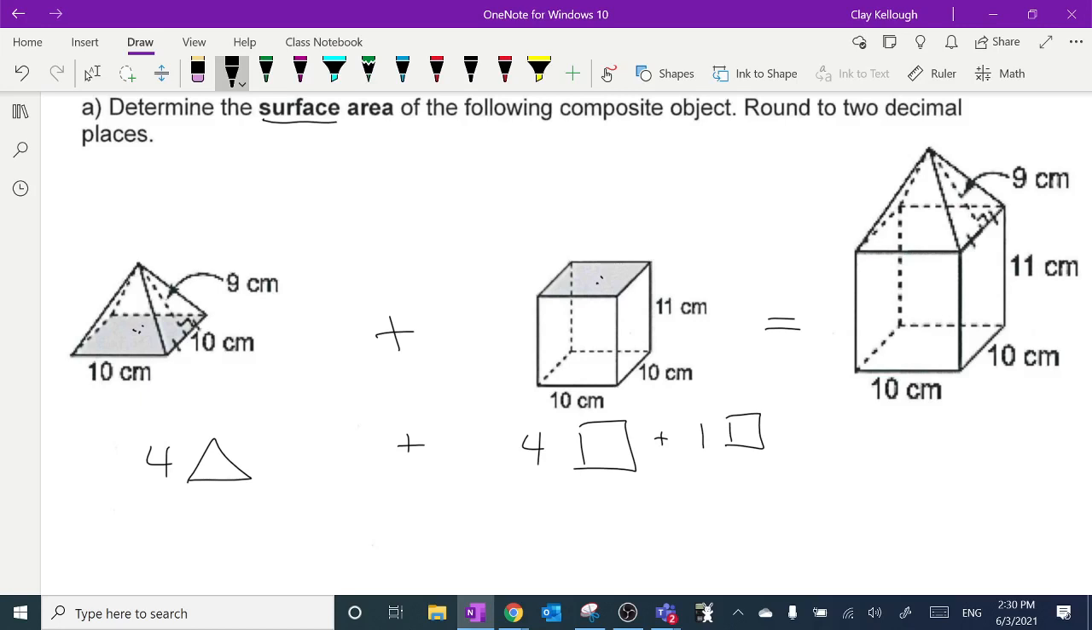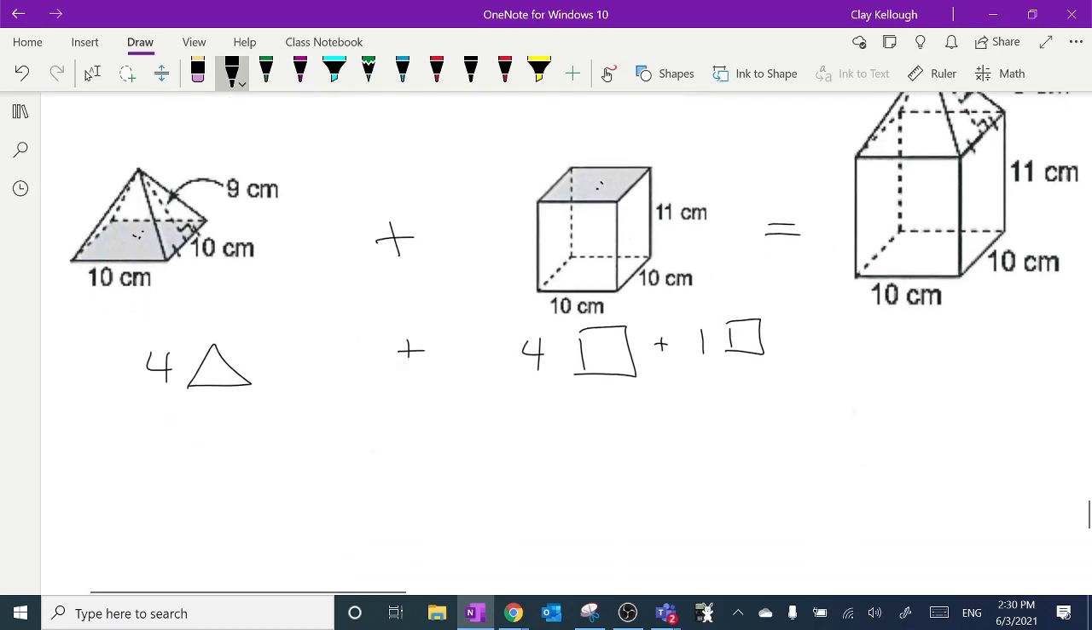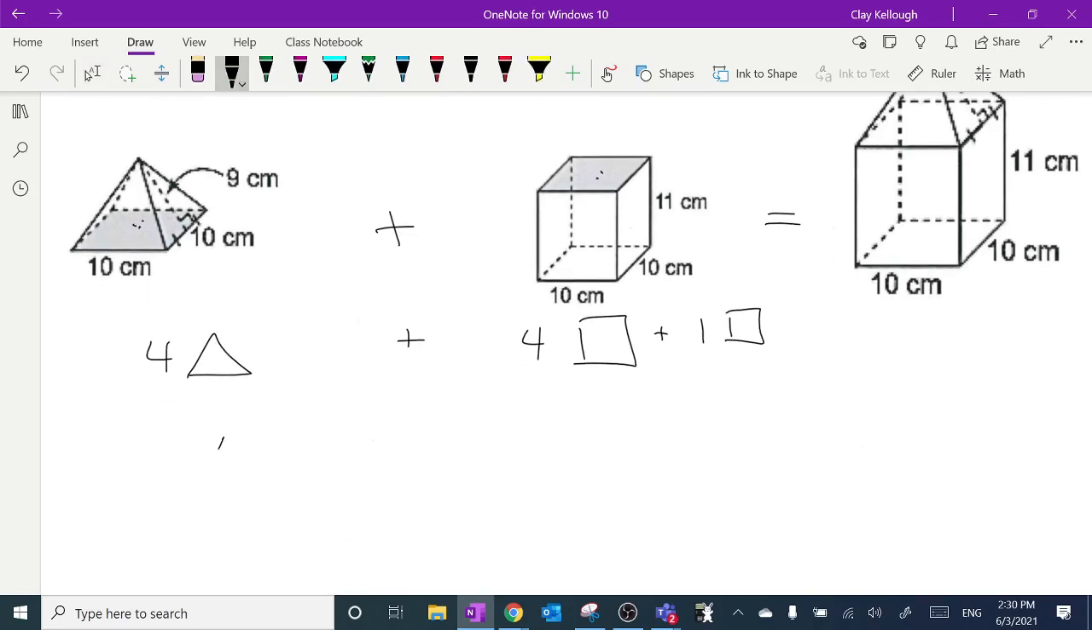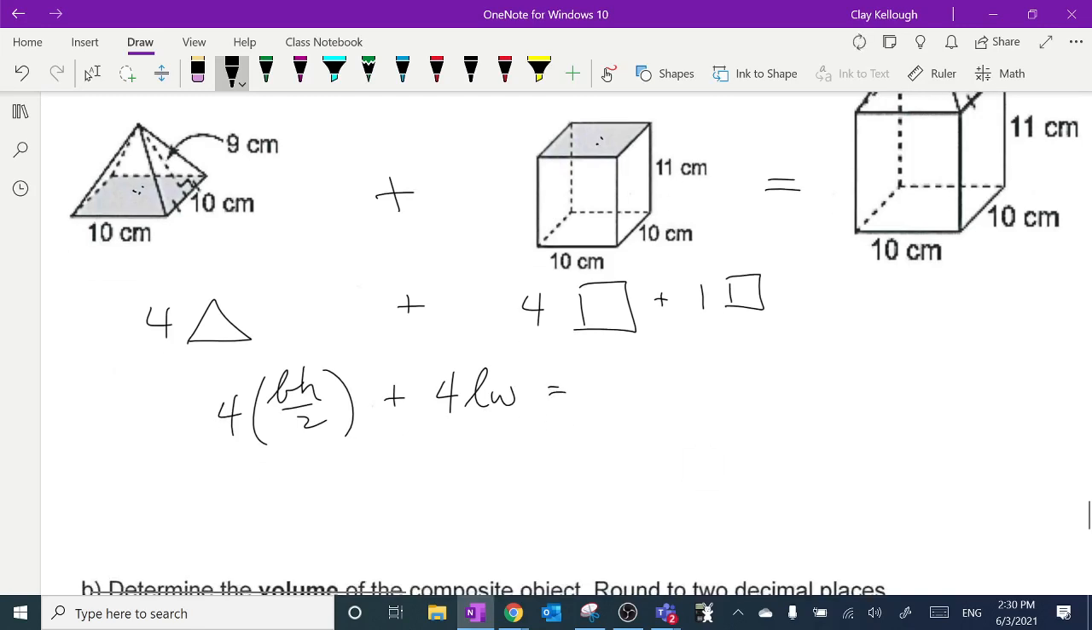Everybody get where I'm getting it from? 4 faces make the rectangles going laterally up, 1 square that it's sitting on, 4 triangles that are around this object, and notice that that would give me my composite surface area. So let's actually calculate that. That's going to be 4, and remember that a triangle is base times height divided by 2. And of course rectangles are length times width. So let's put in the numbers now.